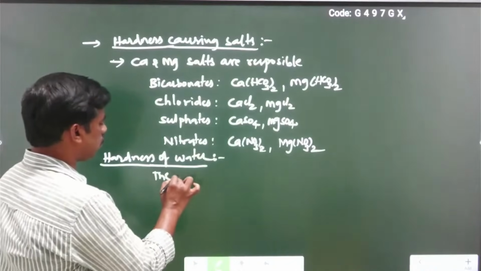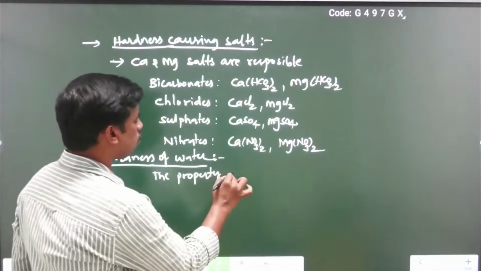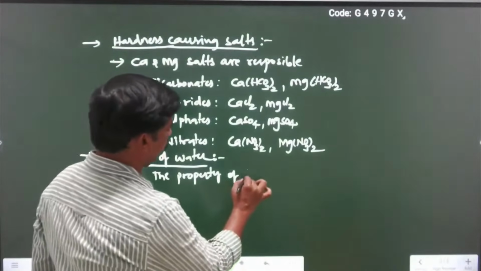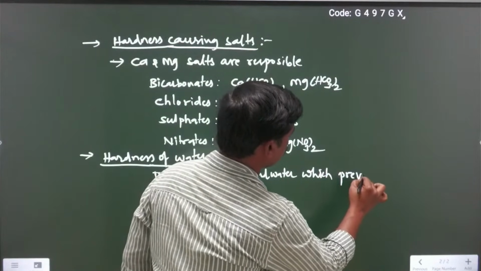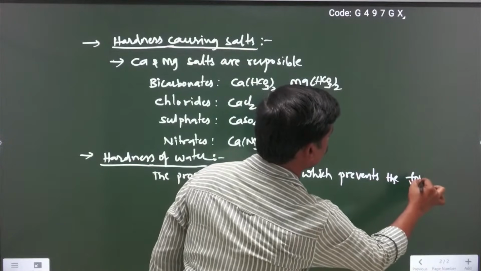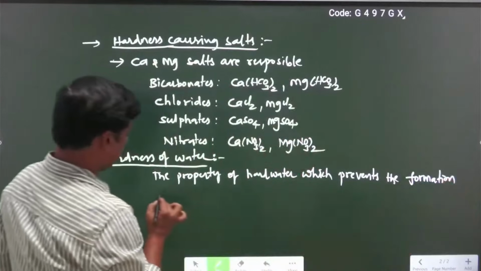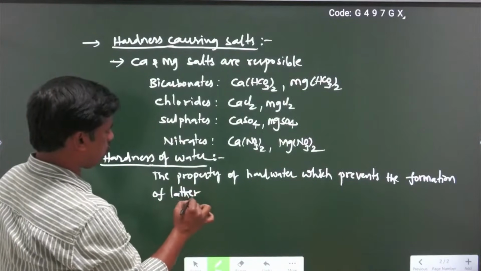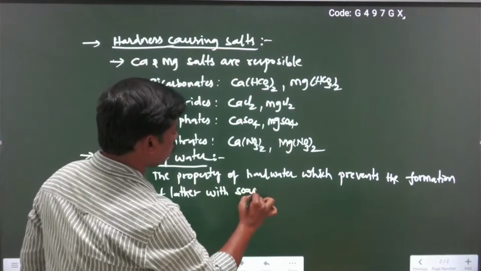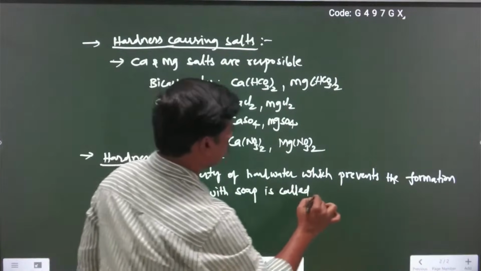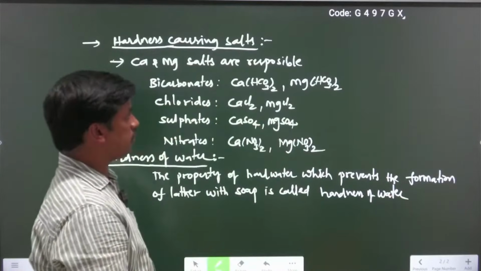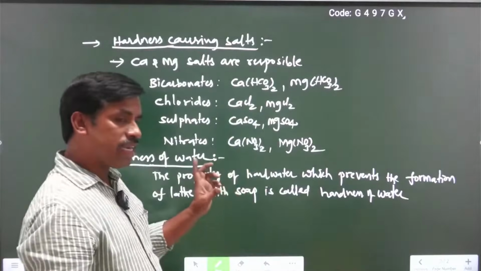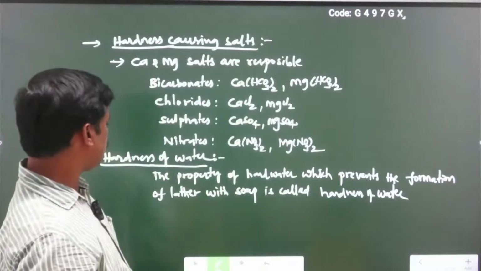is called hardness of water. Depending on the dissolved salts, this hardness of water is classified into two types. Now I would like to explain that.